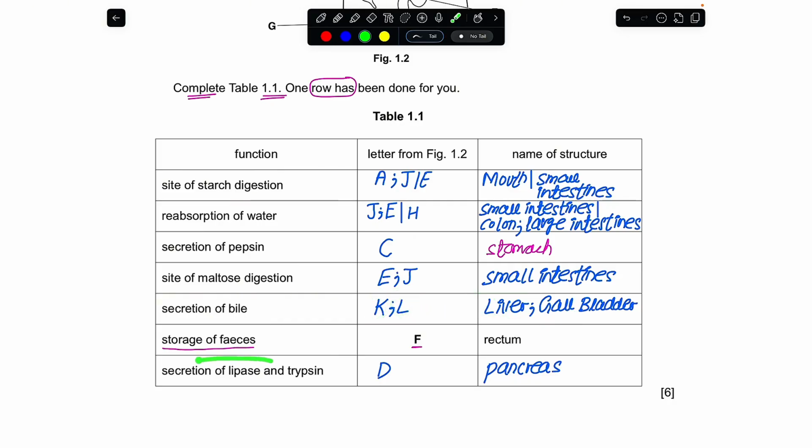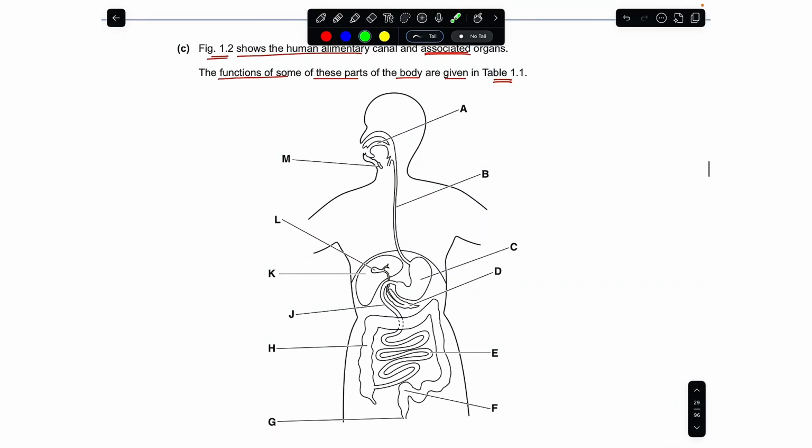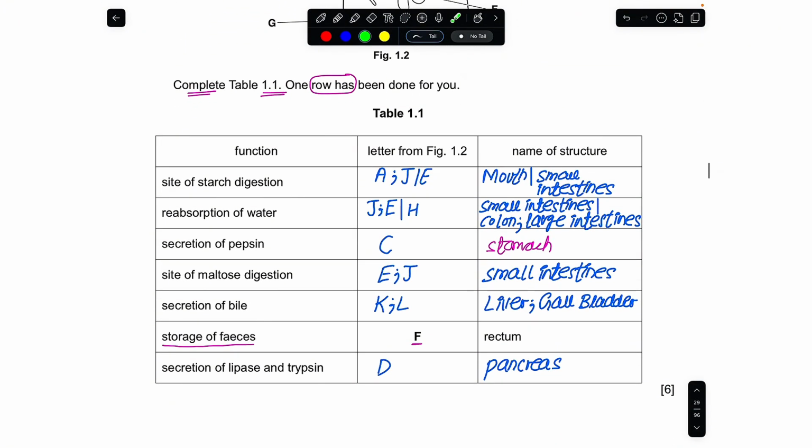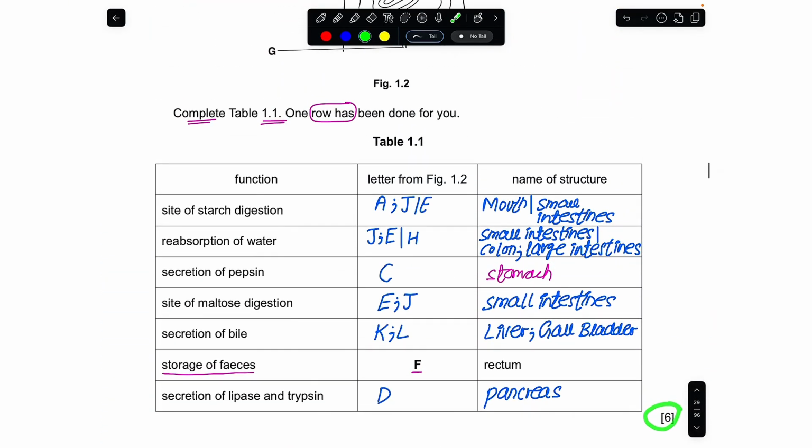This is secretion of the lipase and the trypsin, and we know that the trypsin and the lipase enzymes are released out of the pancreas. So here we don't have the choice of any other letter. The letter would be D for the lipase and the trypsin secretion, and the organ that we see here is the pancreas. So this is how you would have scored a total of 6 marks.